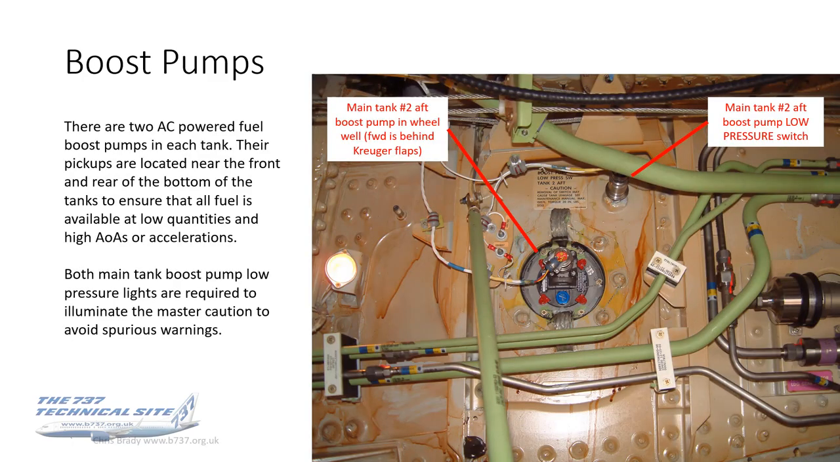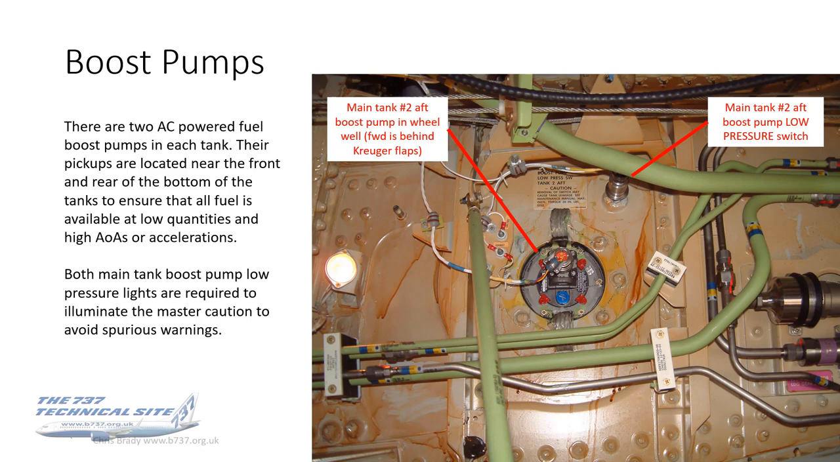Okay, on to fuel pumps. This is the back of a fuel pump in the photo. It's the main tank number two aft boost pump, which you can see in the wheel well. The forward boost pump you won't find in the wheel well. That is visible only when you have the leading edge devices extended. You can see it behind the Kruger flaps. Up in the 1 o'clock position of that pump is the low pressure switch. So that's where the sensing for that comes from that we see in the flight deck.